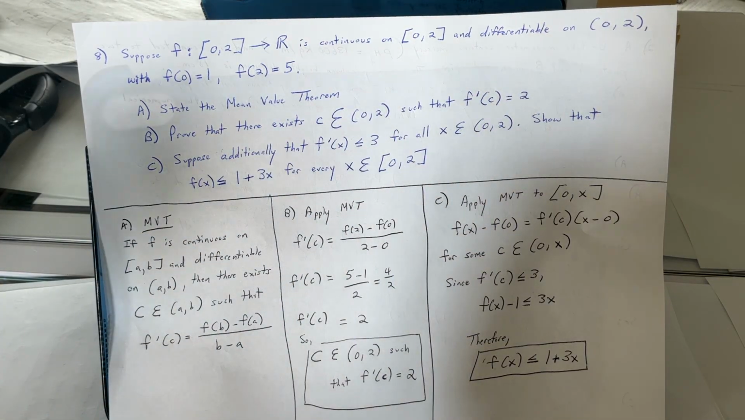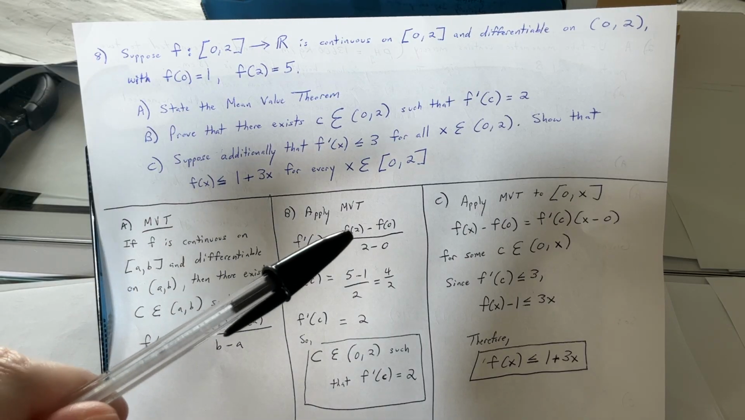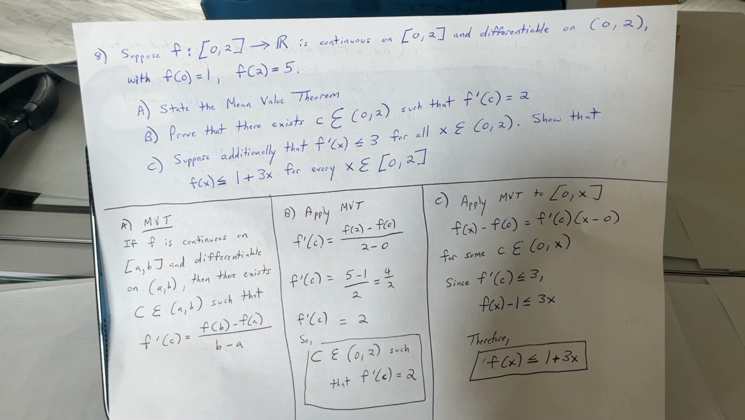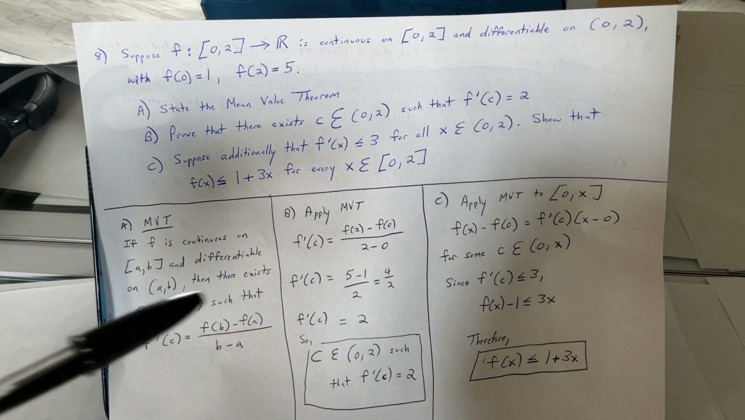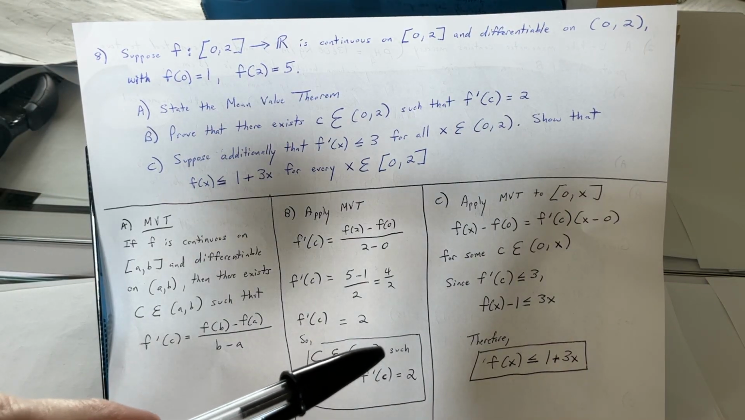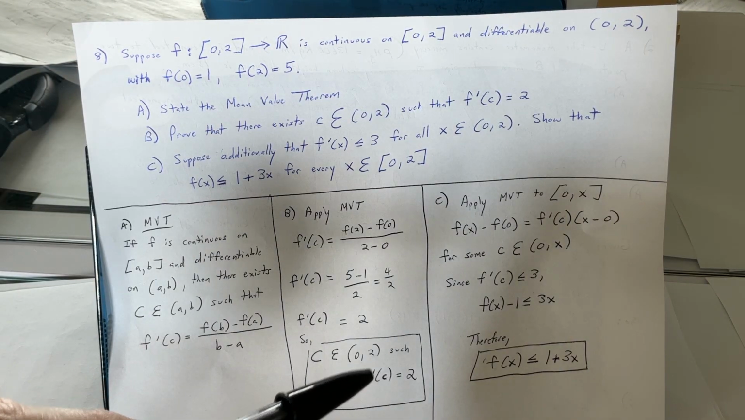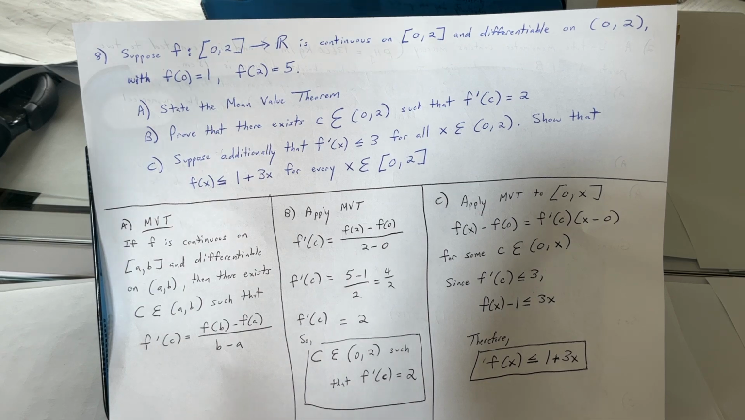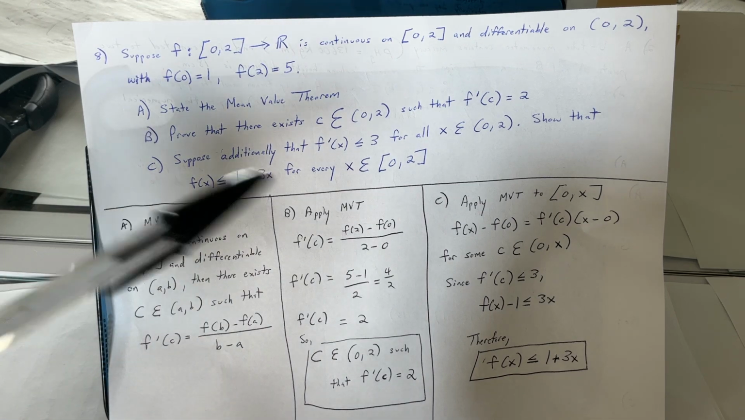That's Calc 1. So f prime of c equals f of 2 minus f of 0 over 2 minus 0. You get 2. And that's it. That's a c in (0, 2) such that f prime of c equals 2. Done. That's part B.